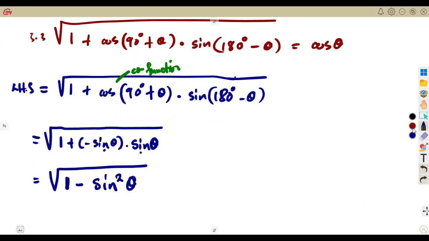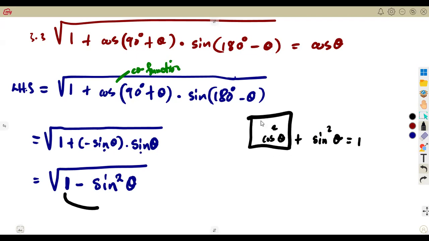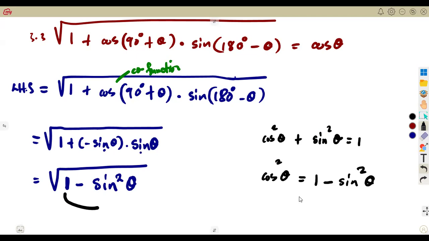Remember from your Pythagorean identities, the cos squared of theta plus the sine squared of theta is equal to what? It is equal to 1. So what made us have 1 minus sine squared? It was simply making cos squared the subject. So cos squared theta, if we make it the subject, it means we're going to take this to the other side. So it's going to be 1 minus sine squared theta. That is what it means.